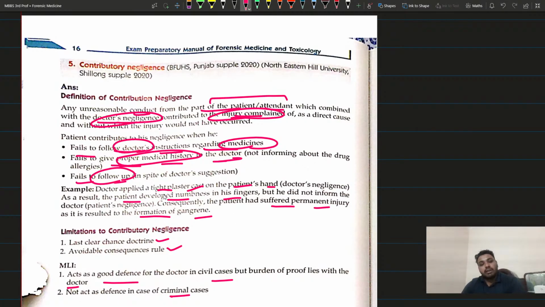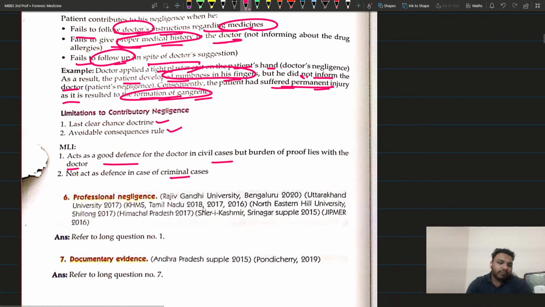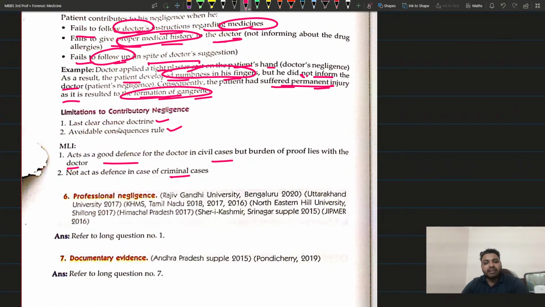For example, the doctor gives a tight plaster cast on the patient's hand. This is the doctor's negligence. As a result, the patient develops numbness of his finger but does not inform the doctor. Consequently, he suffers permanent injuries as a result of the formation of gangrene. What is the limitation? The doctor has the last clear chance of avoiding the consequence. It is a good defense for the doctor in civil cases, but the burden of proof lies with the doctor. It is not a defense in criminal cases.